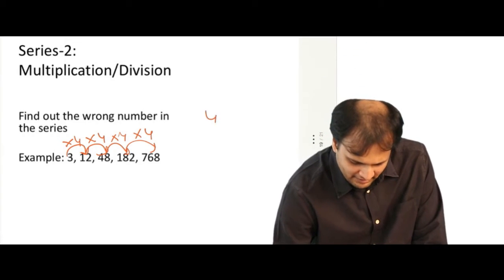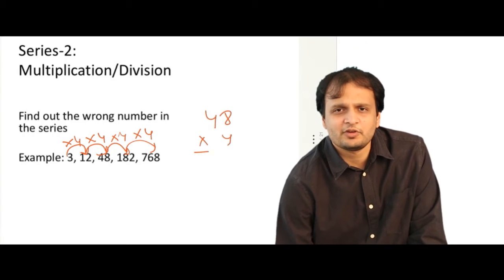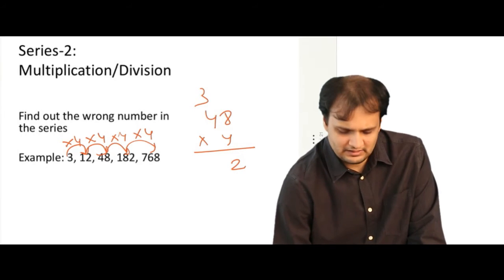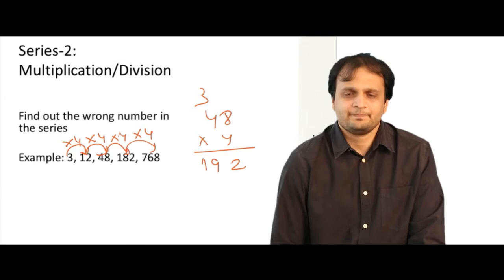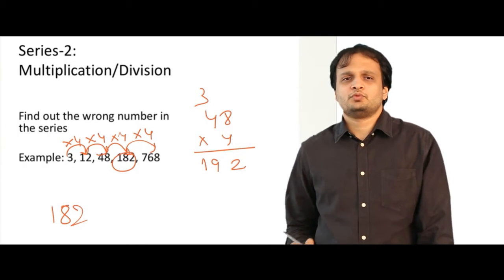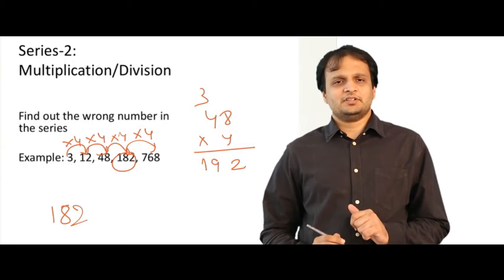So 48 multiplied by 4. Let's see what 48 times 4 should give you. 4 8s are 32, 4 4s are 16, plus 3 is 19. So you should have got 192. But what is the number given to us? 182. So this is the wrong number.